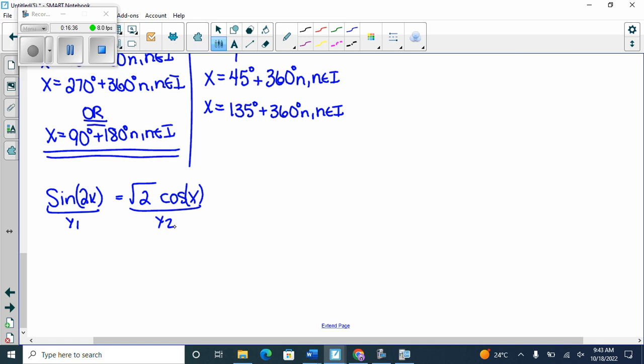And A would be y1, set y1 equal to sine x, set y2 equal to root 2 cos x, and find the x value of the intersection point. Correct? So that would be correct if that was A.